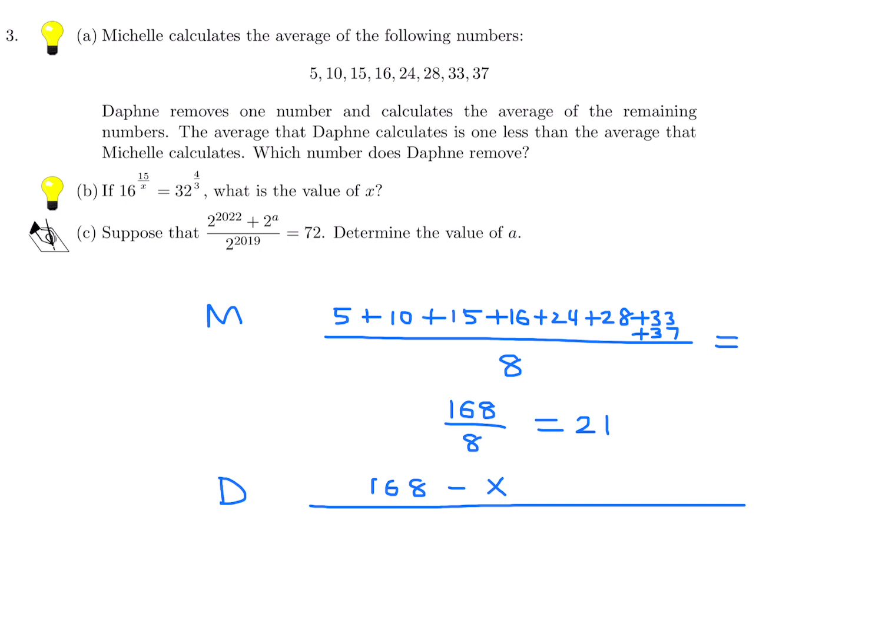Her numerator is that. The denominator, of course, is 1 less, so that's 7. And when she does her average, it's going to be 1 less than what Michelle calculated. Michelle's average was 21, so 1 less than that is 20. So we have 168 minus x is equal to 7 times 20, which is 140. Therefore, x would be 168 minus 140, and that is 28. So that is the number that Daphne removed in order to get the average that she got.